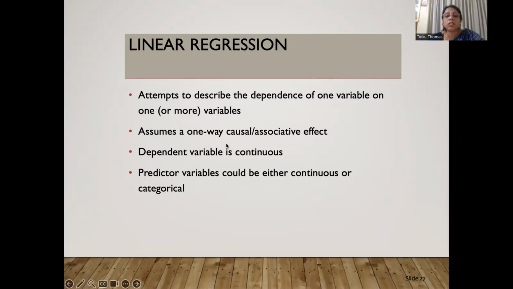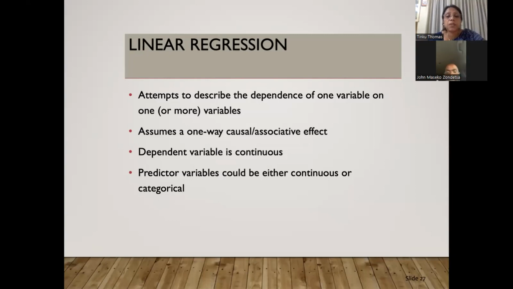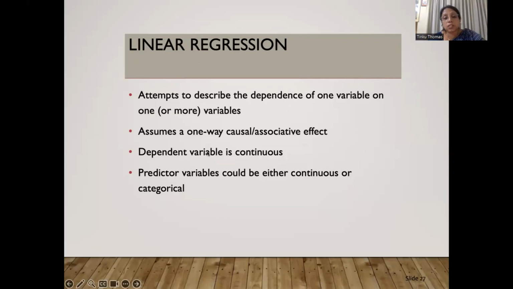We cannot inverse that. So for example, if we say that the birth weight is dependent on maternal pre-pregnancy weight, that is one-way causality. We cannot inverse it and say that maternal pre-pregnancy weight is dependent on birth weight. No, by logic, by principle, it is a one-way causality, and that is what we examine in a regression technique. So if you were to apply linear regression, the dependent variable has to be continuous, but the predictor or the independent variables can be either continuous or categorical, and you can still do a linear regression.